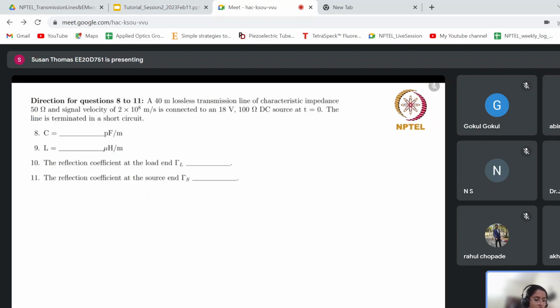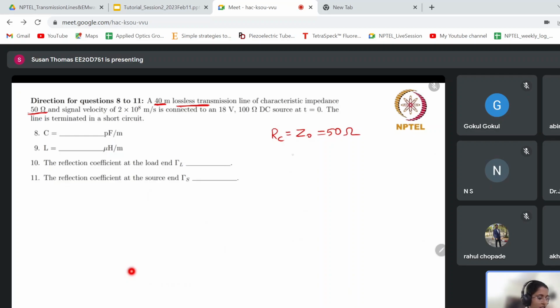Now we'll move on to another question, which is rather very simple. All of you can try this question. This is a 40-meter lossless transmission line of characteristic impedance Z0 given to us as 50, or I can write it as RC.